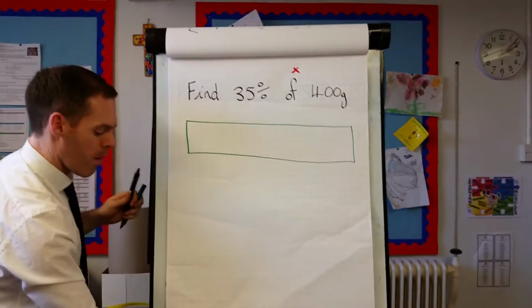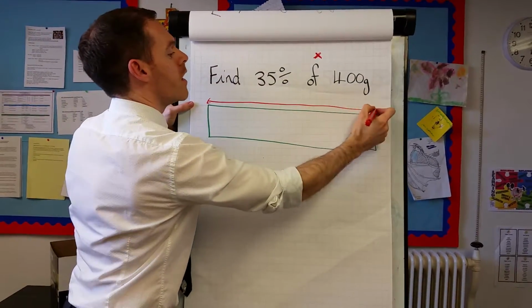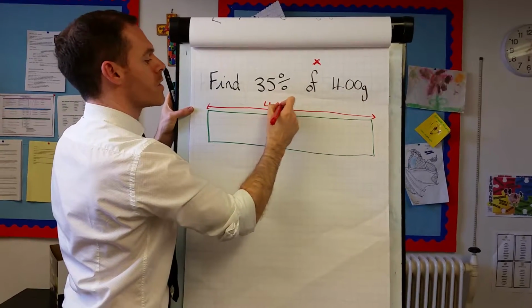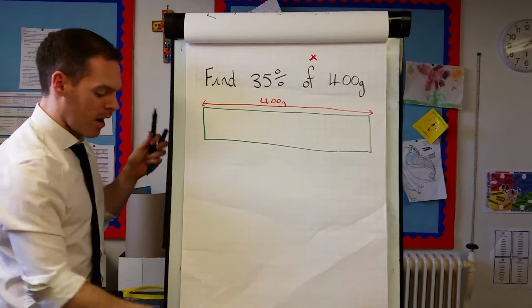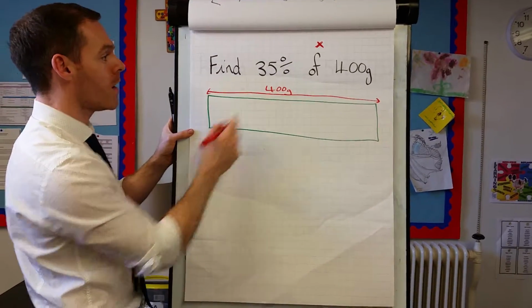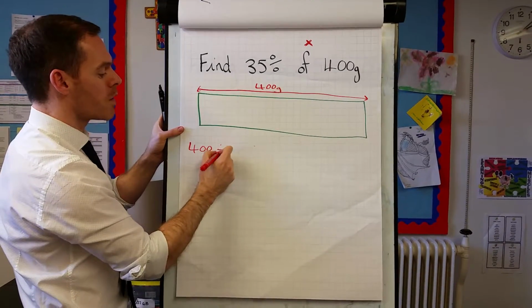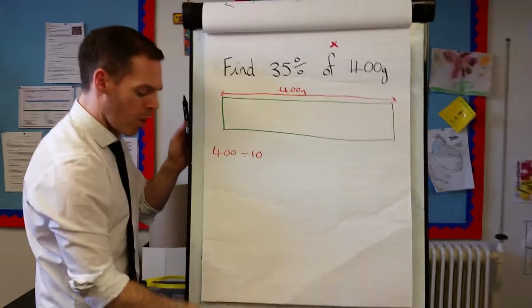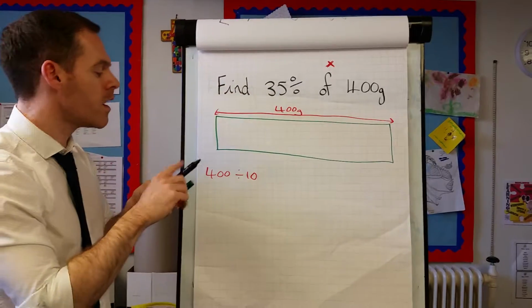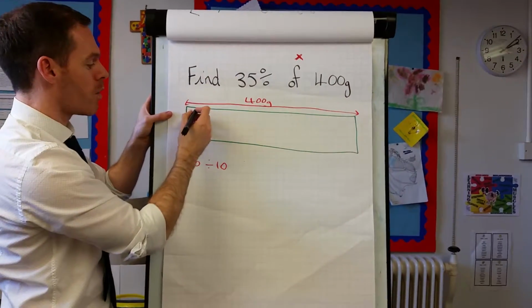And I know that my bar represents my total, and my total is 400 grams, so I'm going to write that on top. And if I write my calculation down at the same time, I'm not keeping it all in my head. I've taken my 400 grams and I'm finding 10% first, which means I'm dividing by 10, because all we have to do to find 10% of anything is divide by 10. So now I need to divide my 400 into 10 equal parts.